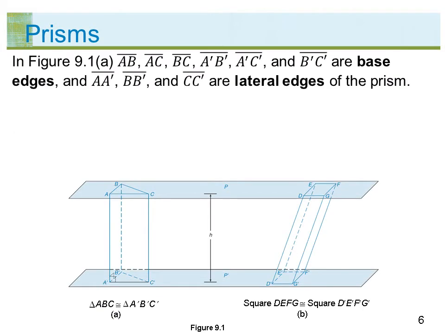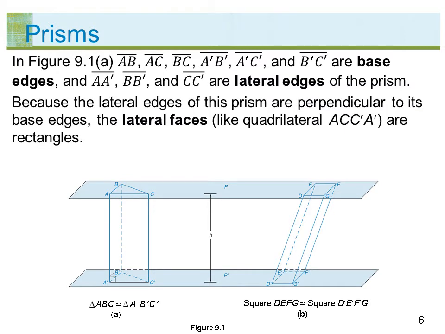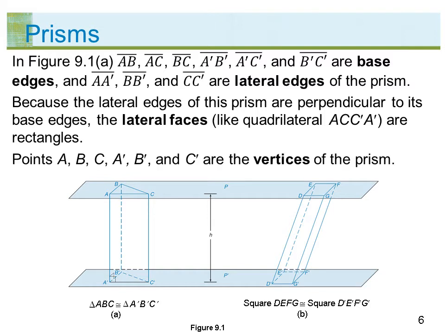In figure 9.1a, segments AB, AC, BC, A'B', A'C', and B'C' are base edges, and segments AA', BB', and CC' are lateral edges of the prism. Because the lateral edges of this prism are perpendicular to its base edges, the lateral faces, like quadrilateral ACC'A', are rectangles. Points A, B, C, A', B', and C' are the vertices of the prism.